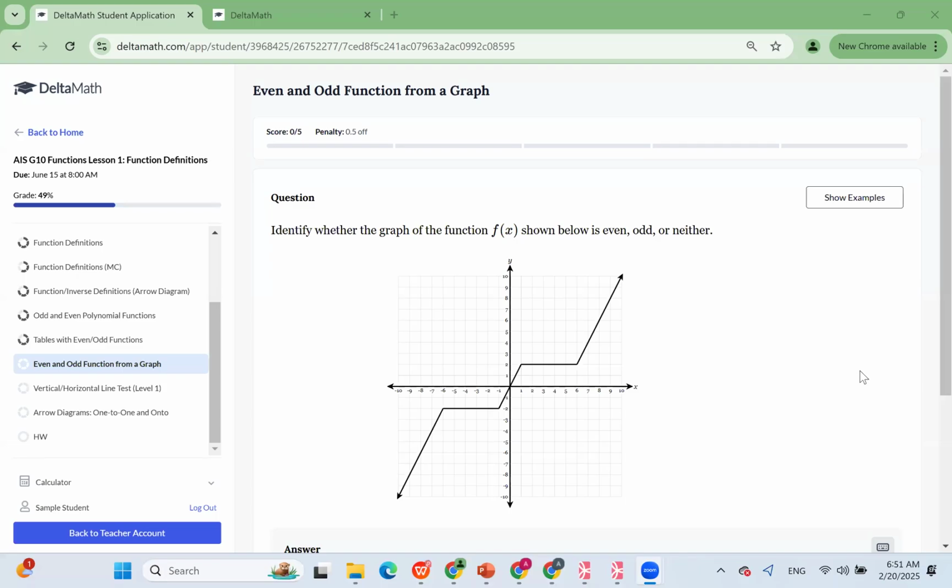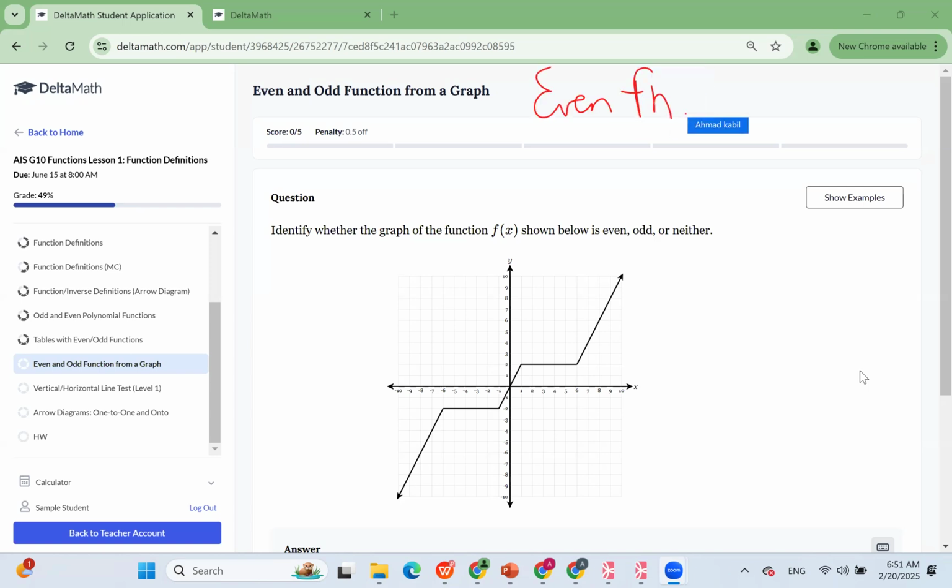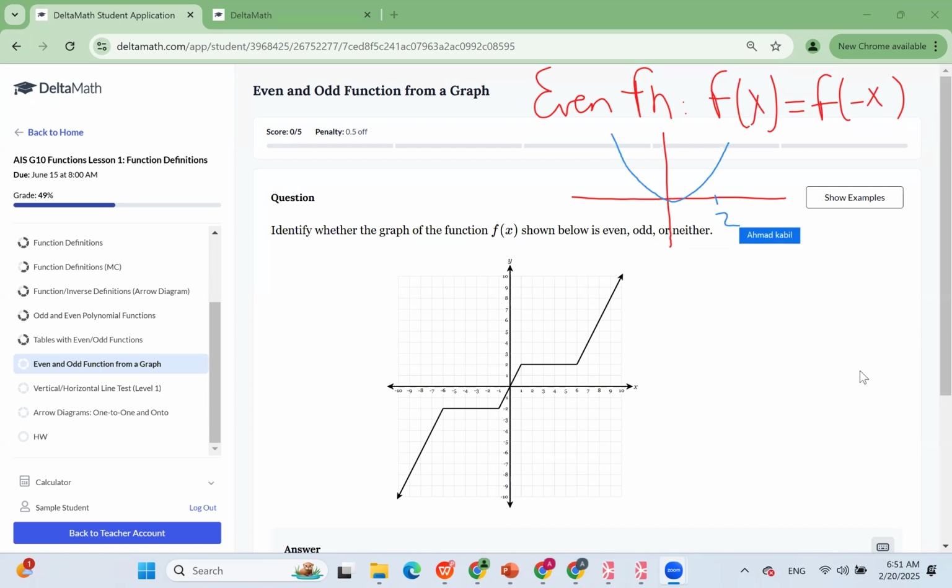Hello and welcome to a new video in which we shall discuss even and odd functions using graphs. So you should know that an even function has f of x equals f of negative x. And on a graph, this means that, for example, if you put 2 here and negative 2, they have to give you the exact same value of y. So the corresponding y value has to be the same for f of 2 and f of negative 2.